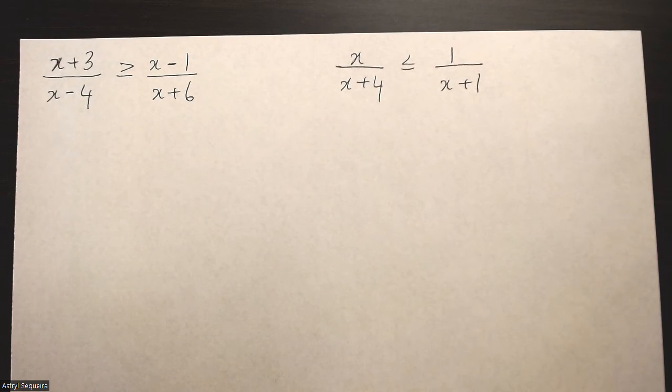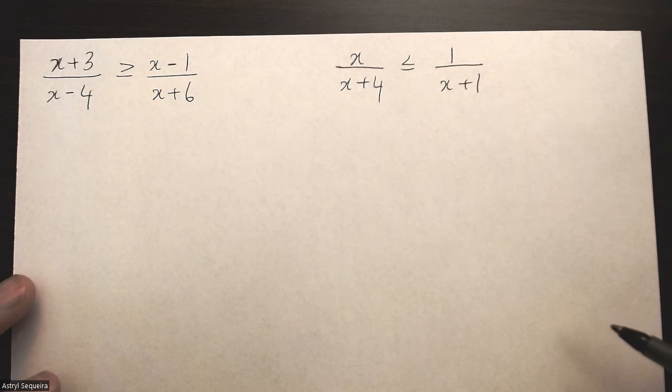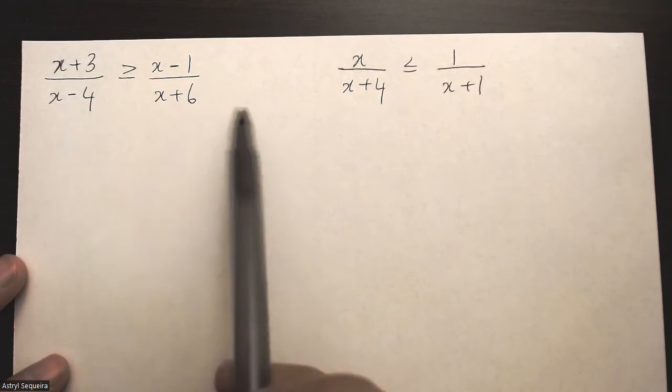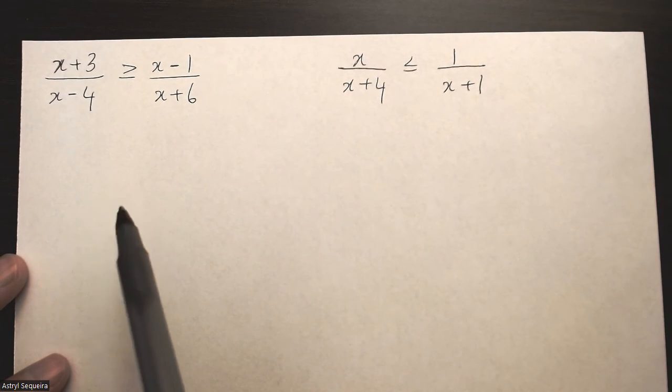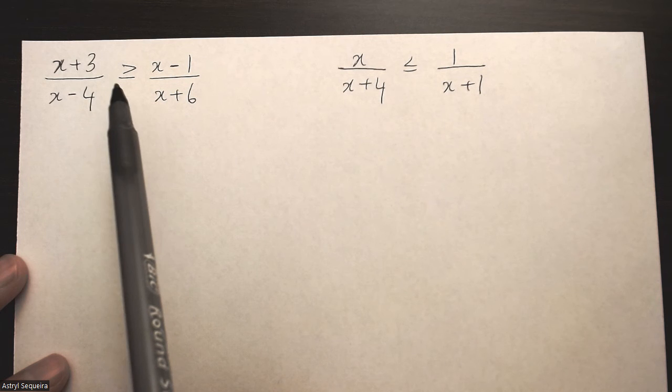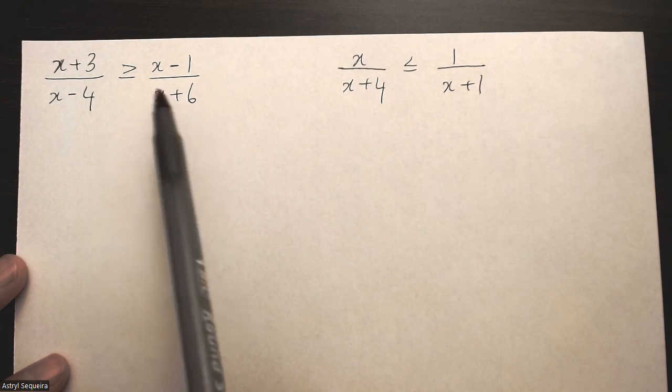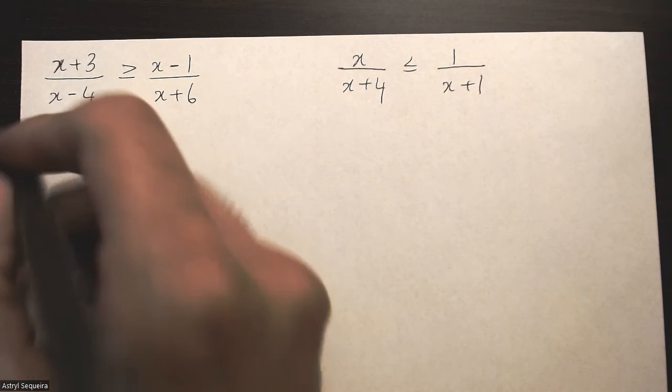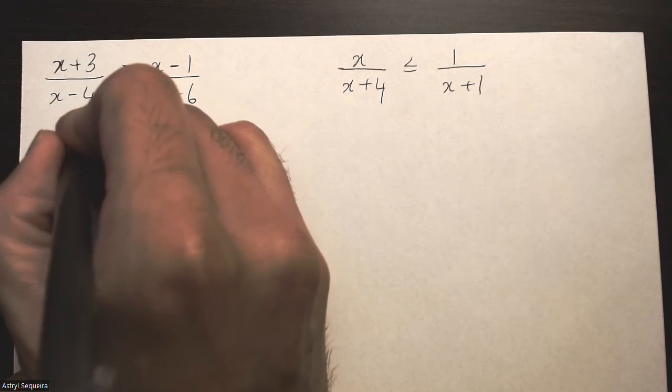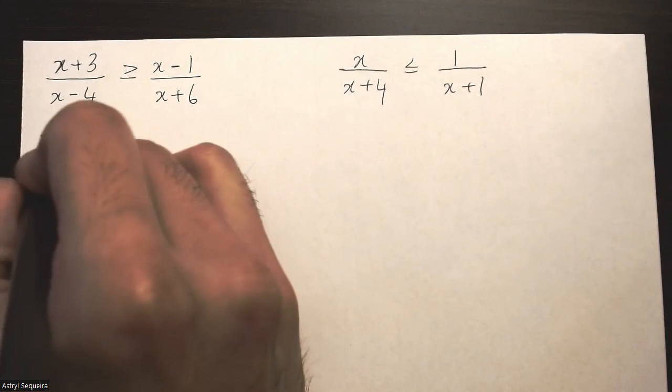All right, in this video, we are going to solve these rational inequalities over here. So let's start with this first question. Now, the first step of any rational inequality is to make one side zero. So I'm going to move this term to the left side, and I'm going to subtract it on the left side.